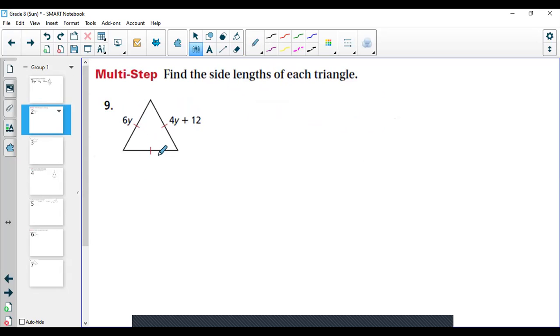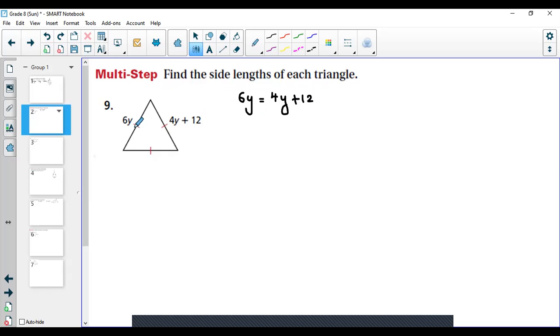From the marks, they said that it is an equilateral triangle, right? So because it's an equilateral triangle, we can say all sides are equal. First of all, we need to find the value of y. So to find the value of y, we need an equation. So let's write the equation. 6y equals 4y plus 12.